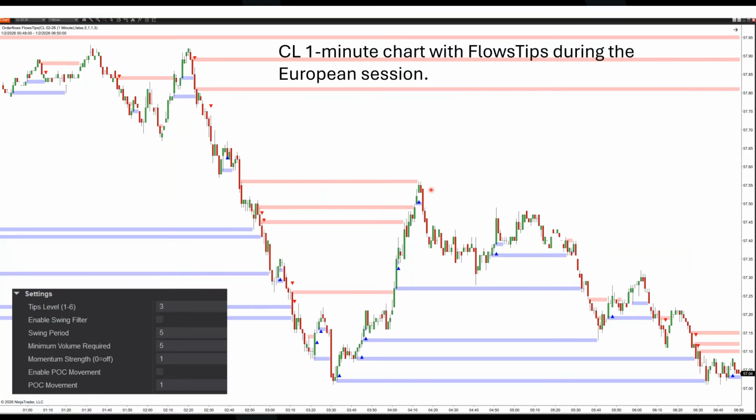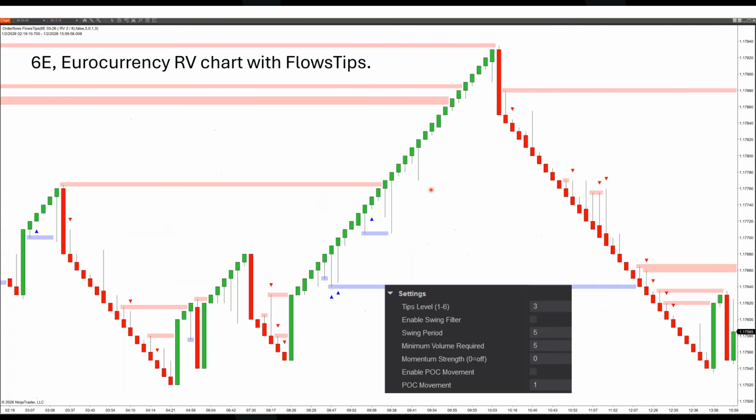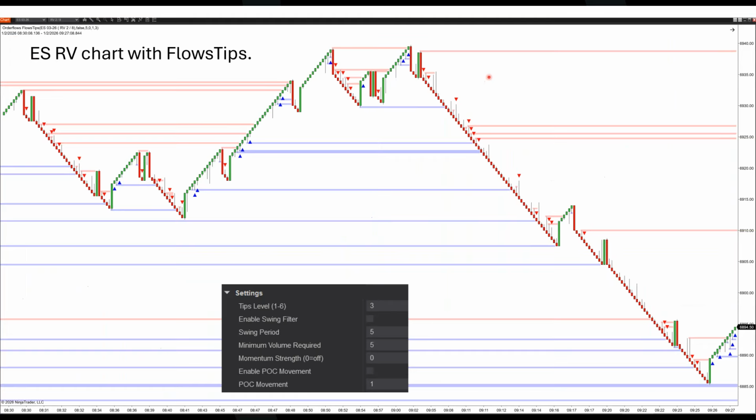Okay. Now this is with the RV chart, right? I got momentum strength turned off here through 0, but it's still the tips level of 3, right? Some nice moves down, nice moves up, nice move down. Again, this trade doesn't work out right here, but it comes right back with the stunner right afterwards. Is it E-mini RV chart?